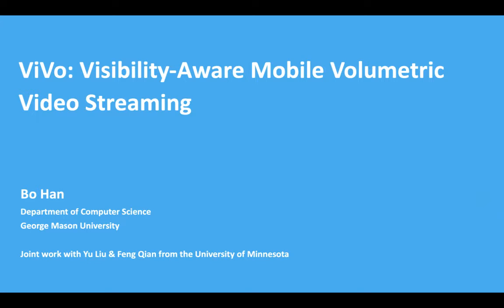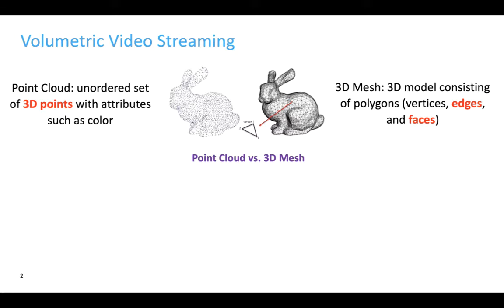In this video, I will give a short presentation of our MobiCom 2020 paper, ViVo, Visibility-Aware Volumetric Video Streaming. The emerging volumetric video captures a 3D space. In the volumetric video, each frame could be a point cloud or a 3D mesh. We focus on point cloud mainly because it's simple and flexible.